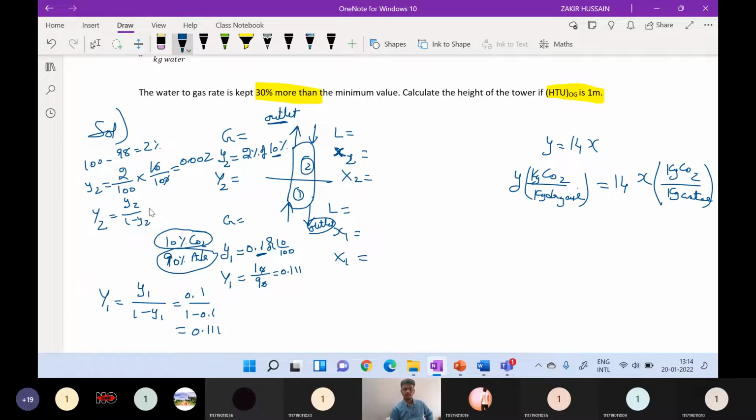So this is small y2 equal to 0.002, and capital Y2 is equal to small y2 divided by 1 minus small y2, that is 0.002 divided by 1 minus 0.002. Nearly you will get the same thing. Yesterday we have solved this one, 0.002. So the data is okay.